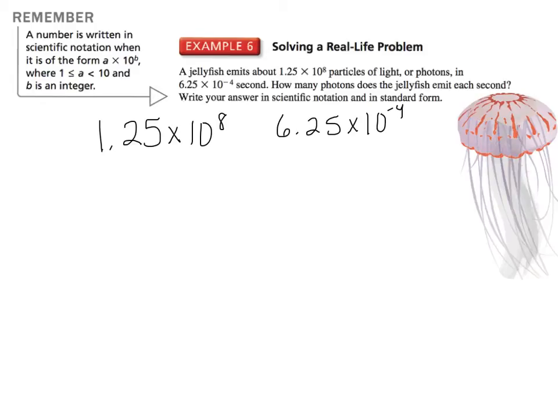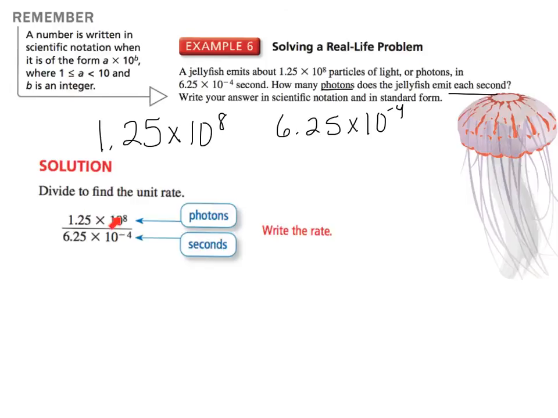So, we're looking at this problem. I want to know how many photons for each second. That means I have to have photons per second. That means I write a unit rate. And you've done unit rates before. So I have to take photons per second. That means photons divided by seconds. I now can write that.